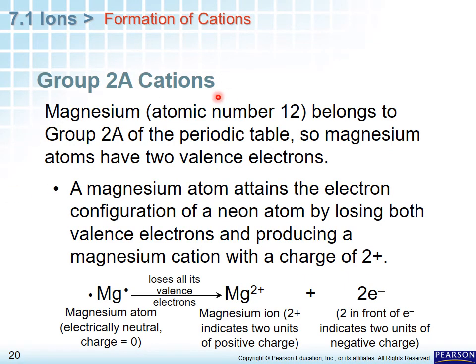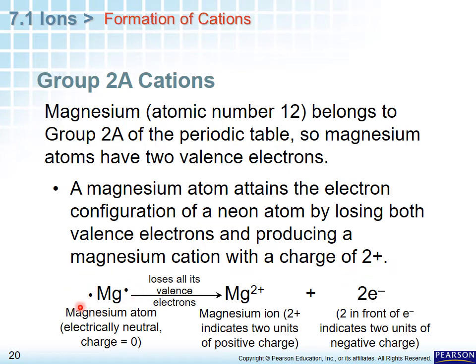Now group 2A cations. In group 2A, as I gave the example of calcium, they lose 2 electrons. So look here, giving the example of magnesium. Magnesium, atomic number 12, belongs to group 2A of the periodic table. So the magnesium atom has 2 valence electrons. The magnesium atom attains the electronic configuration of a neon atom by losing both valence electrons and producing a magnesium cation with a charge of 2 positive.